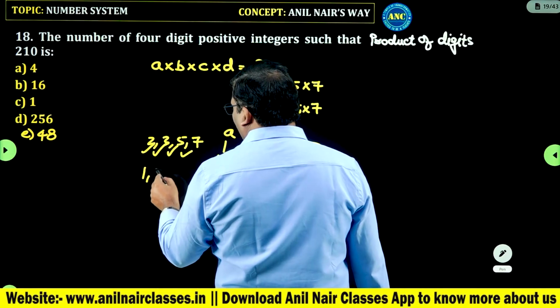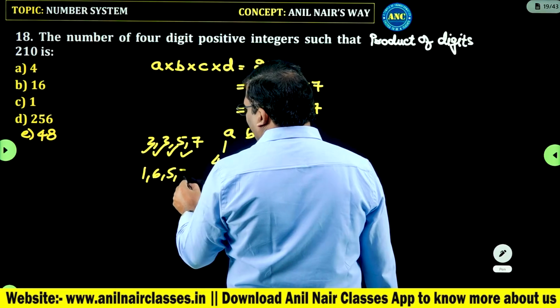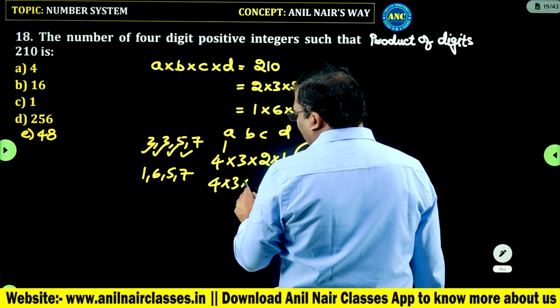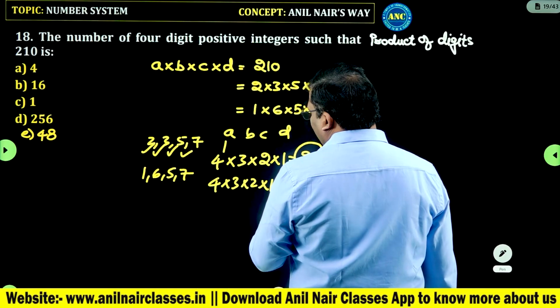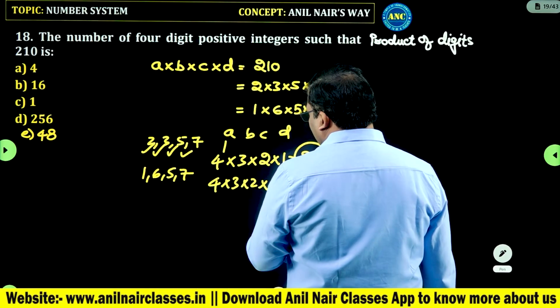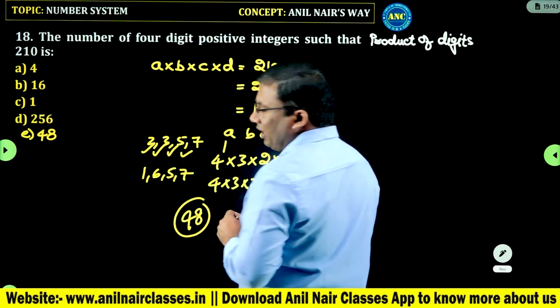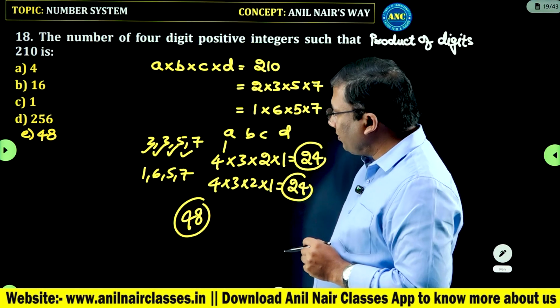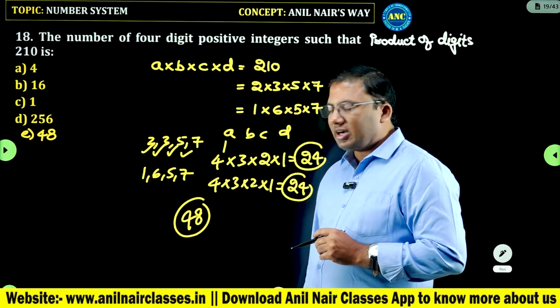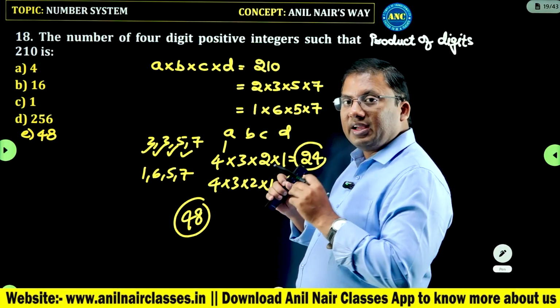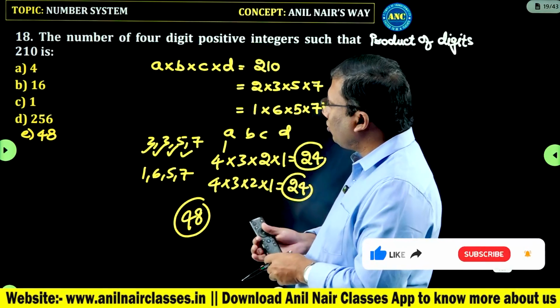Next it is 1, 6, 5, 7. 4 numbers are there, 4 positions are there. That means 4 into 3 into 2 into 1, which is 24. 24 plus 24. Totally, how many 4-digit positive integers whose product is 210 can be formed? Answer is 48. I hope the idea is very much clear to you.